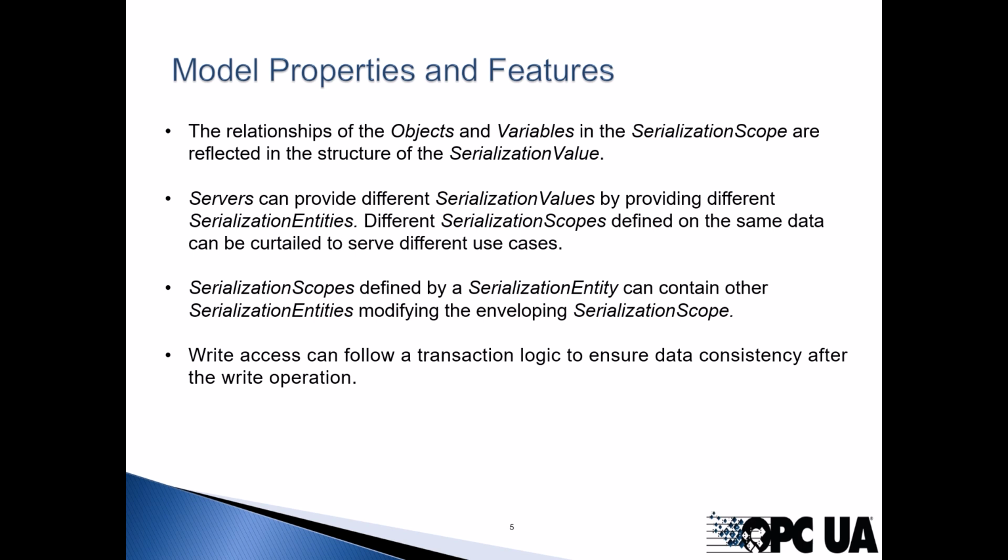If the serialization configuration defined for a serialization scope is not adequate for a subtree of the serialization scope, the serialization configuration can be adjusted for certain subtrees by referencing a serialization entity from the root node of the respective subtree. Serialization scopes can contain other serialization scopes with different serialization configurations.